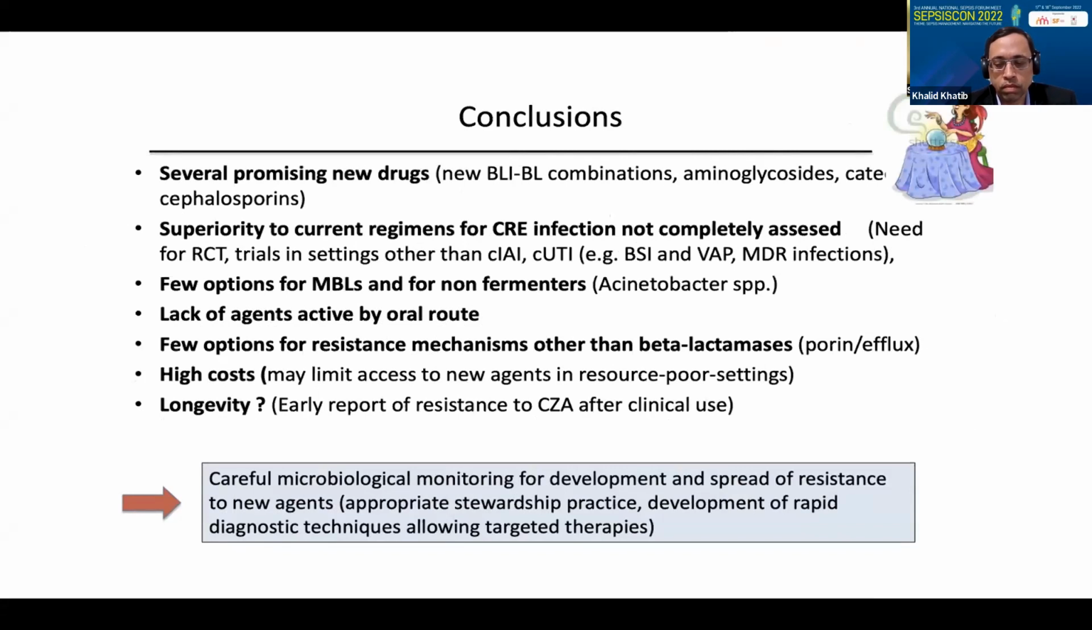Mind you, there are very few options for metallo-beta-lactamases or non-fermenters like Acinetobacter, as I just showed in the previous slide. Most of these agents are IV, so most of them don't have oral routes. Fewer options for resistance mechanisms other than beta-lactamases. For porin and efflux, which are there in Pseudomonas and Acinetobacter, there are fewer options. There are more options against carbapenemases. Higher costs, and how long these new combinations will work, we really do not know, because the bacteria are ever evolving. So there are already incidents of resistance against ceftazidime-avibactam.